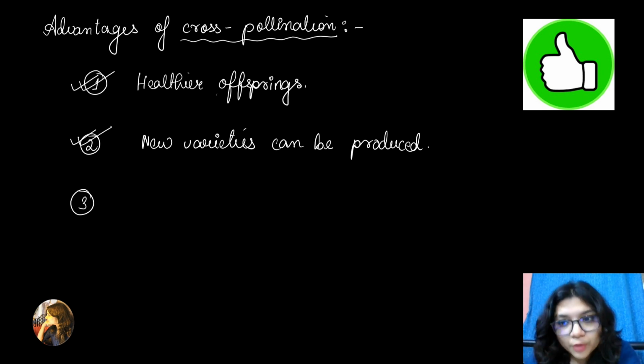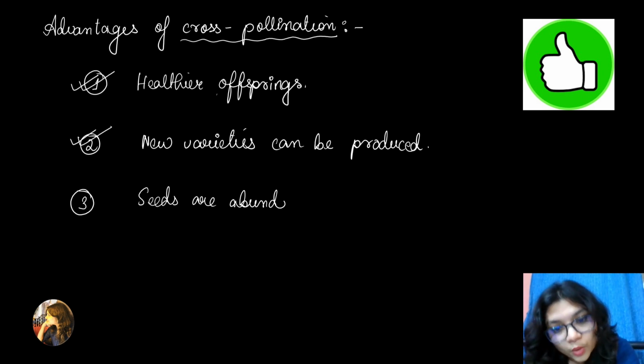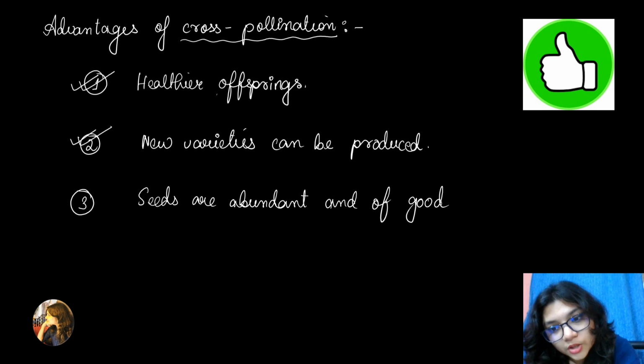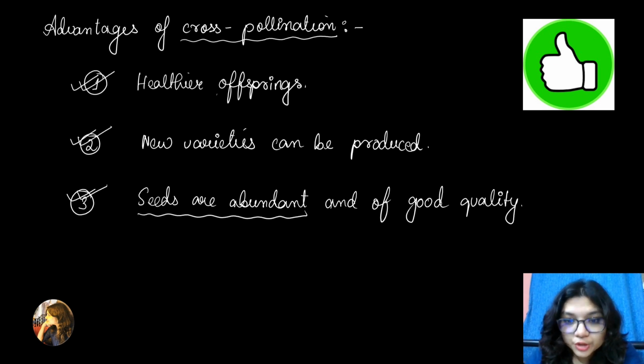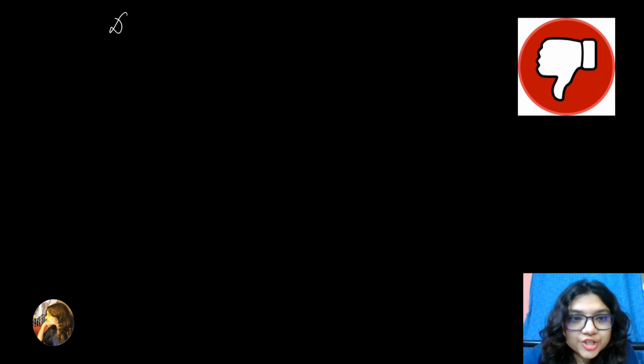The third advantage of cross-pollination is that seeds are abundant and of good quality. So to ensure cross-pollination, a large number of pollen grains have to be released. So if all of them or most of them are pollinated, that means lots of seeds are produced and they are of good quality, having good vigor, good vitality, giving rise to plants which are immune to a lot of diseases. So if something has advantages, it surely has its own disadvantages also.